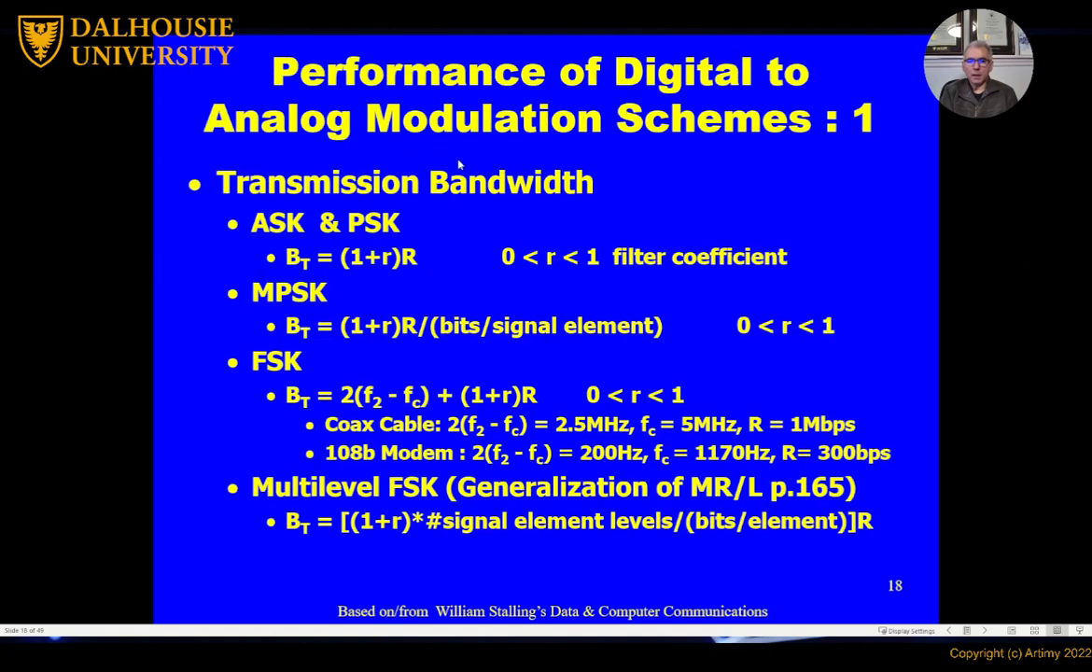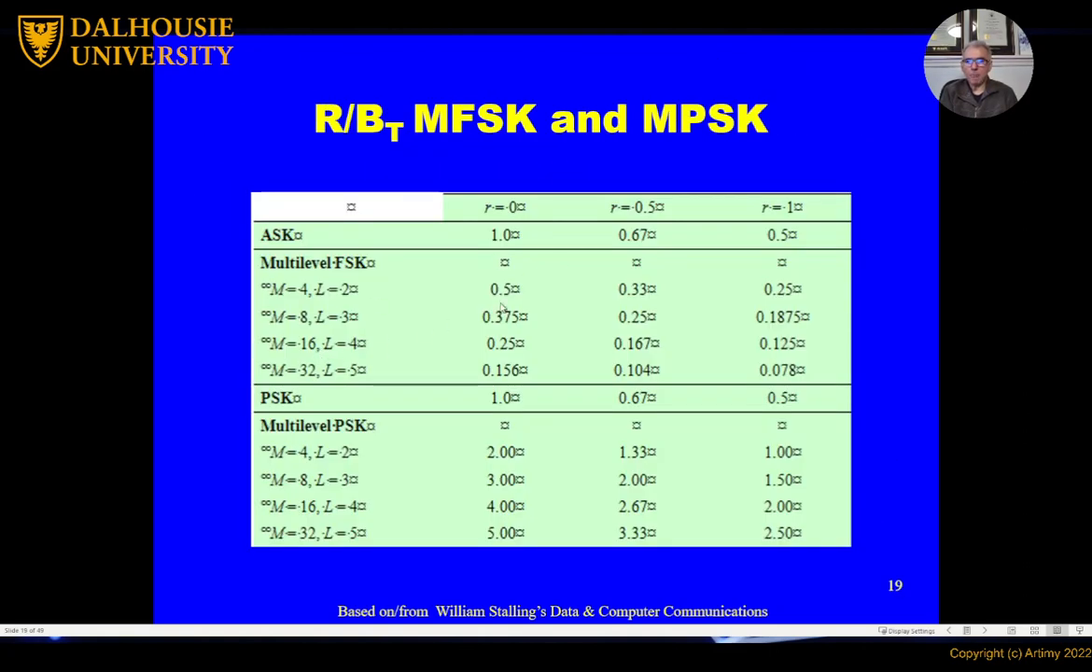This is another way of combining all of this slide and putting it in one table and comparing with different R's, so with different small R's. So with this, with R equals 0, you can see here that the amplitude shift keying will have, this is the number of, I think it's the number of levels in the signal. Different M's and different L's when you compare this with the same multi-level phase shift keying with different M's and different L's. You'll see sometimes the multi-level phase shift keying is not as good.